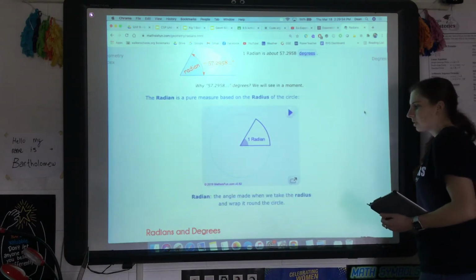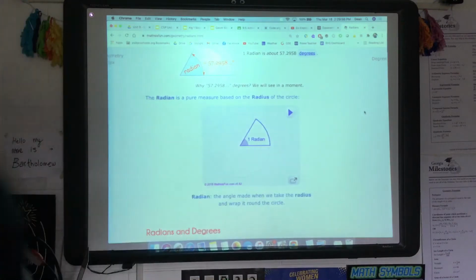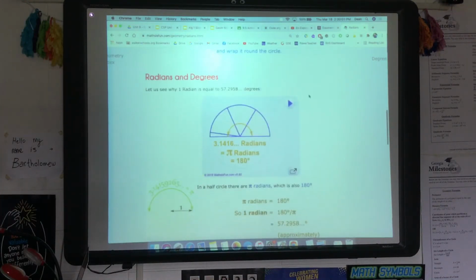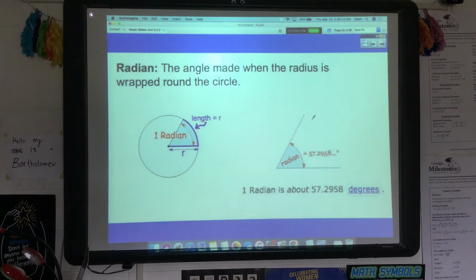Let me scroll down a bit. Here's another demo. If I go all the way around the circle, halfway around the circle is actually pi radians, 3.14. Let me show you that one more time. All right, so let's talk about why that is the case.